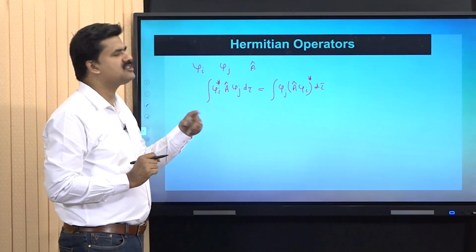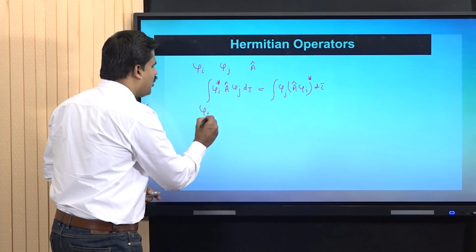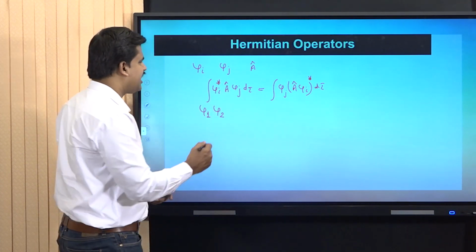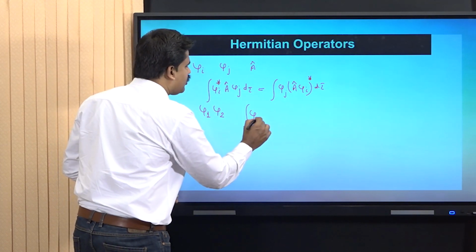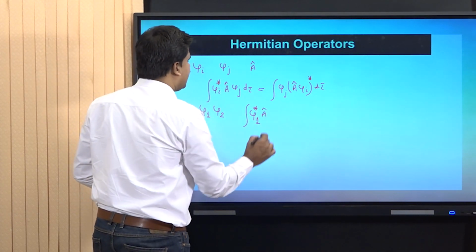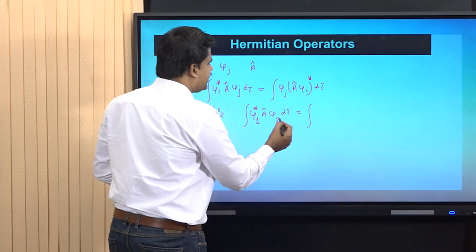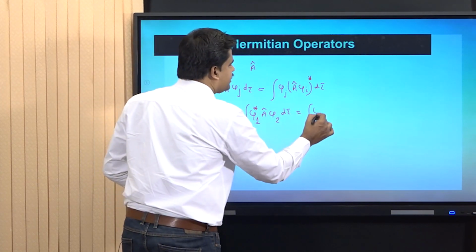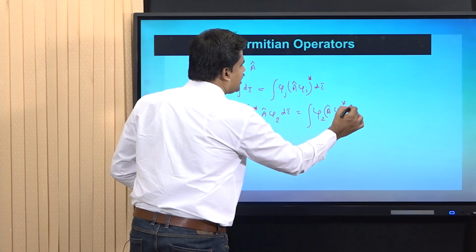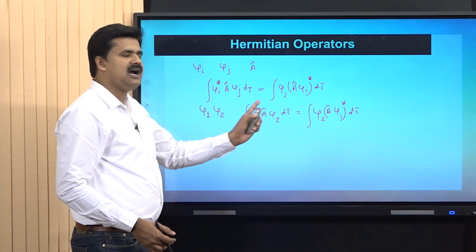Now we are assessing the condition with some more examples. For instance, if I replace psi i with psi 1 and psi j with psi 2, then I can write the expression like this: integral psi 1 with its complex conjugate psi 1 star, then the operator A hat psi 2 d tau is equal to integral, exchanging the position of psi 1 and psi 2, psi 2 A hat psi 1, the whole star, d tau. This is for two functions psi 1 and psi 2.